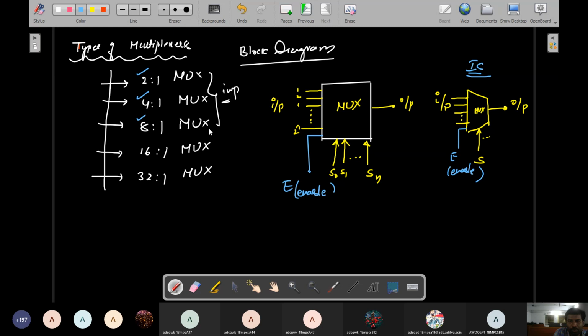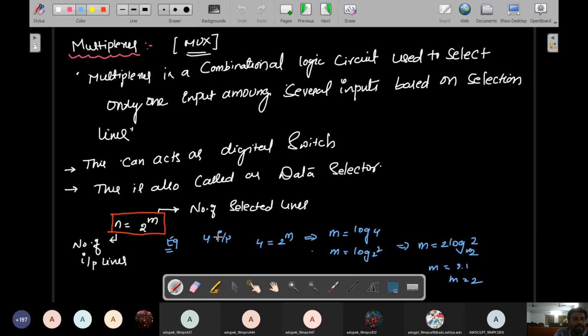The number of selection lines is log base 2 of the number of inputs. See, this is 2 power 2, so the power comes in front: 2 log 2 with base 2, and log 2 with base 2 is equal to 1. Therefore we have only 2 selection lines. If you take 4 inputs, you take 2 selecting inputs. If you take 8 inputs, your selecting inputs are 3. Every time it will change.